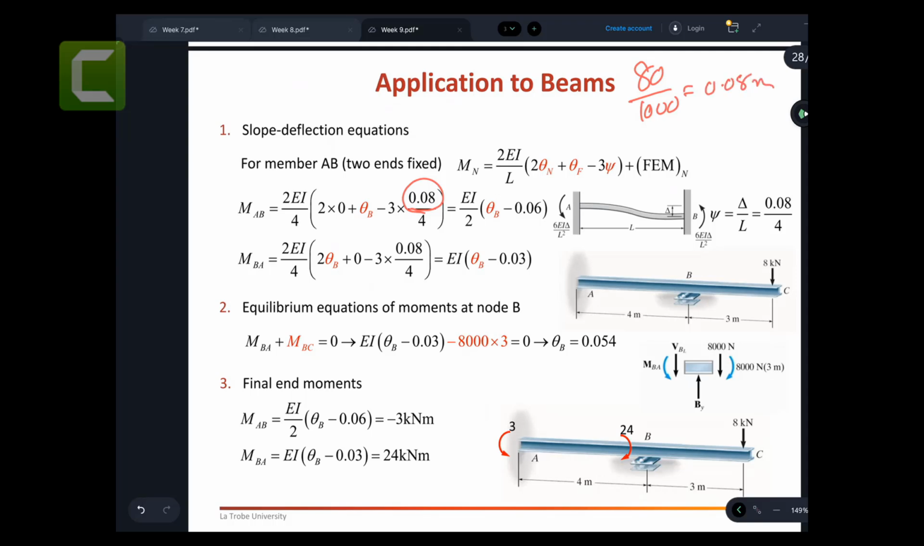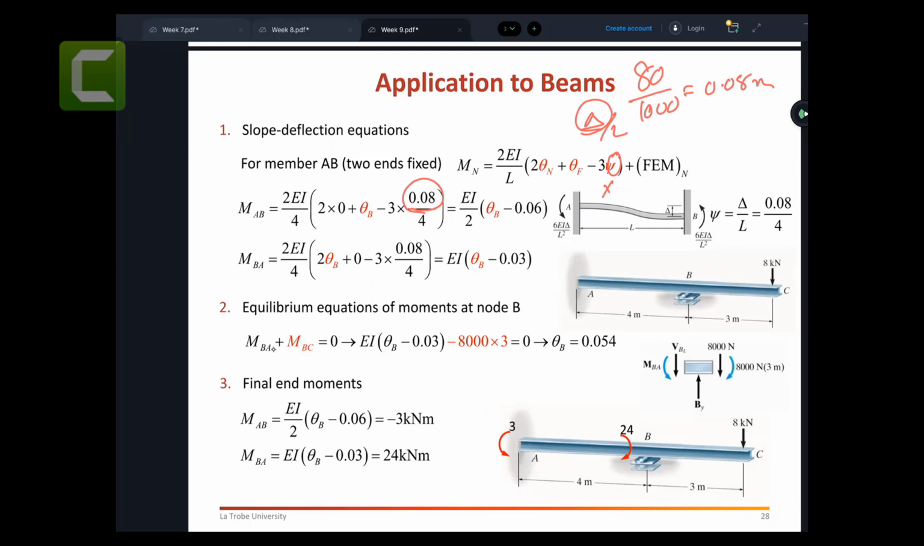You remember in the last two equations, we were taking this one as 0 because delta over L, the settlement, was 0. But this one here, we have a settlement, so that's 0.08, just additional mathematics that you're going to use. All other details are the same. All these fixed end moment calculations and everything are the same.